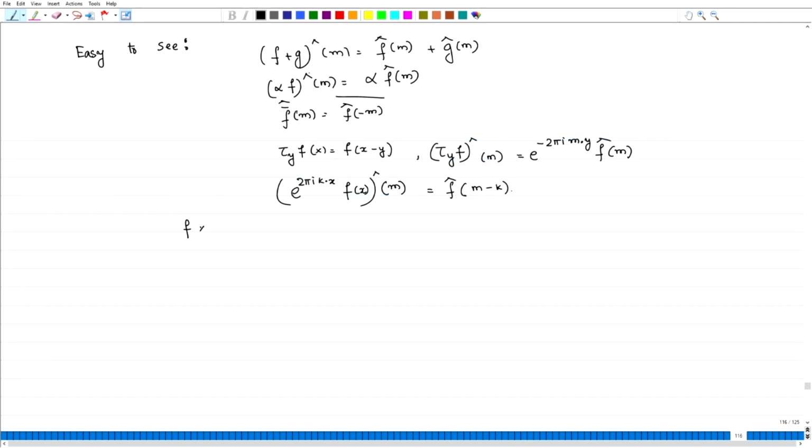Now, we define the important concept of the convolution of f and g. It has a group structure, so we can define it as the integral of f of x minus y times g of y dy, and just changing the order of integration, we can arrive at the product formula for the convolution.